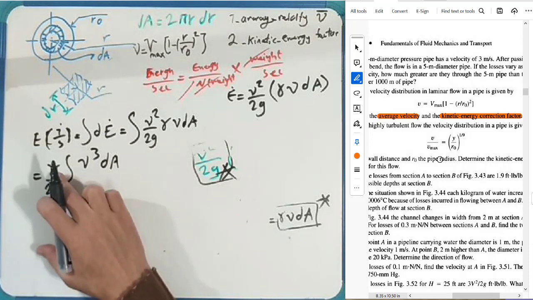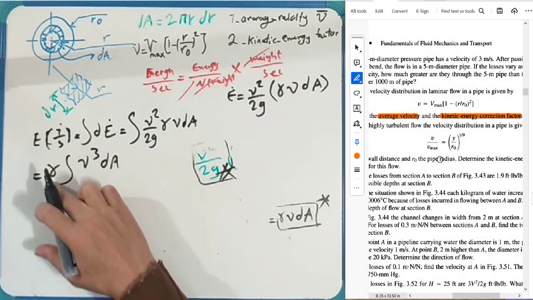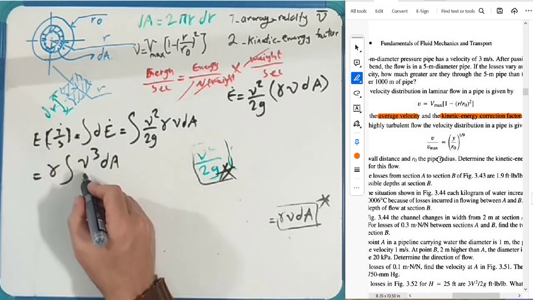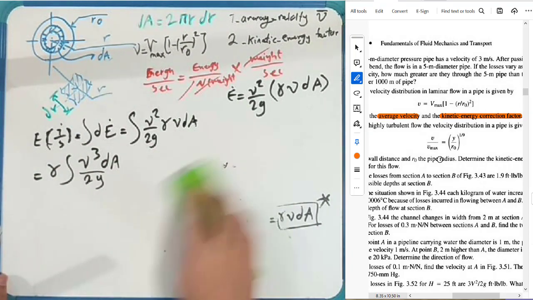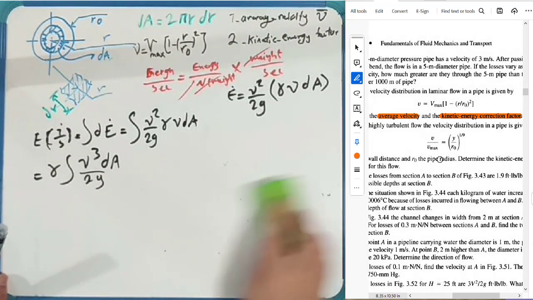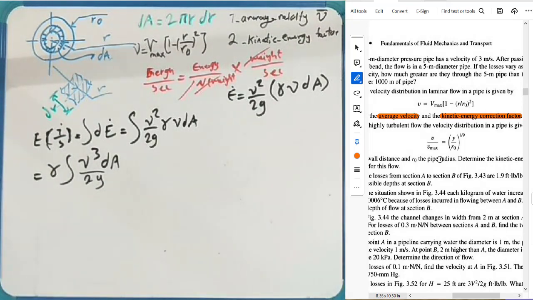But let's let the 2g remain inside the integral because I need to use it inside of that. I don't need these two equations.